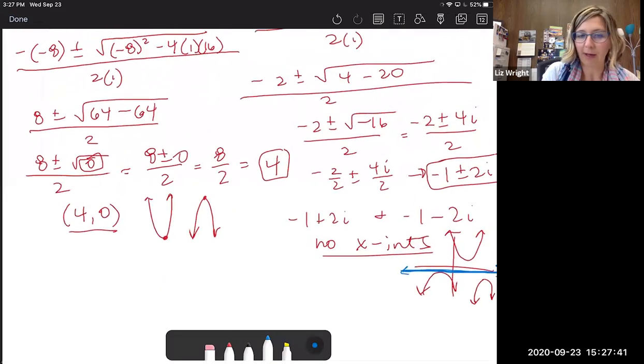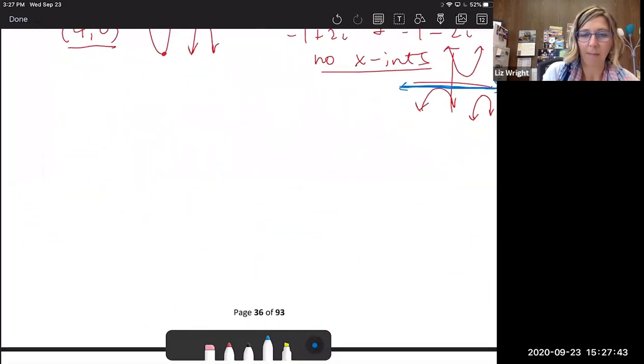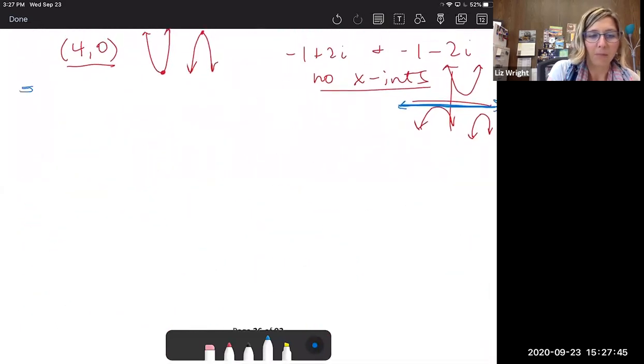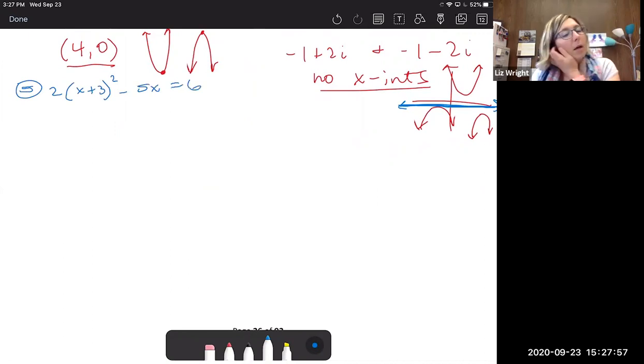What is this, number 5? All right, so this one we're going to have 2 times the quantity of x plus 3 squared minus 5x equals 6. And this one, it's going to take us a little bit to get it into standard form. So what I would like for you to do first is maybe pause the video and think about how you're going to get this into standard form.